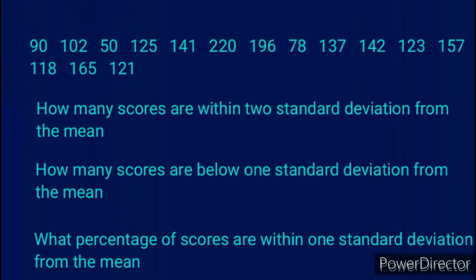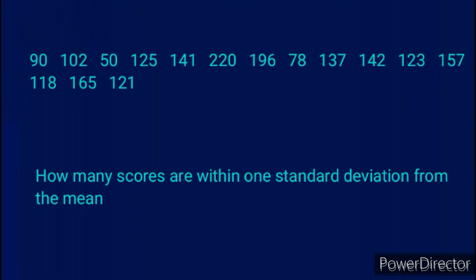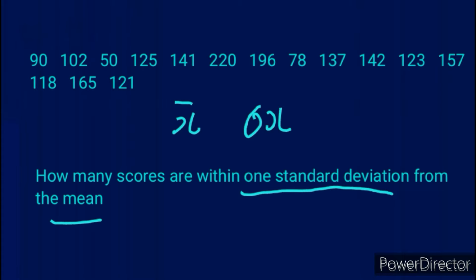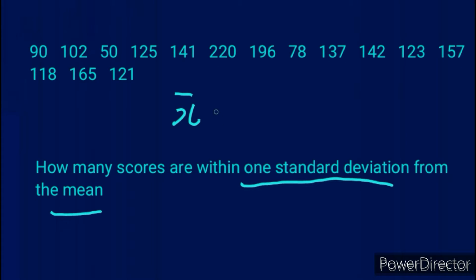So, let's begin. Alright, let's deal with this type of question first of all. They gave us a range of scores and they say how many scores are within 1 standard deviation from the mean. So first of all, we need the mean and we also need the standard deviation. If you check this in a calculator, you would see that the mean is 131 and the value of the standard deviation is 42.03.